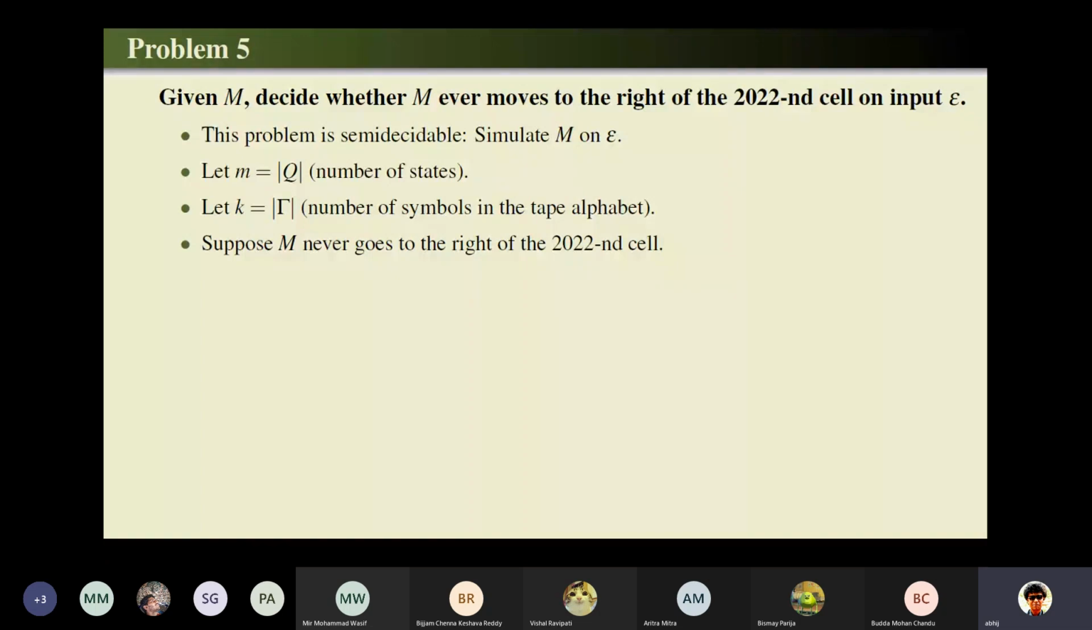And therefore the total number of configurations possible is: 2023 positions of the head, and the number of states is m. For each position you can have any one of these m states, and the content of the tape is k to the power 2022, because the 0th cell always contains that constant symbol, the left end marker. Even if I assume that anything can be in the other cells up to the 2022nd cell, this is the total number of configurations possible.